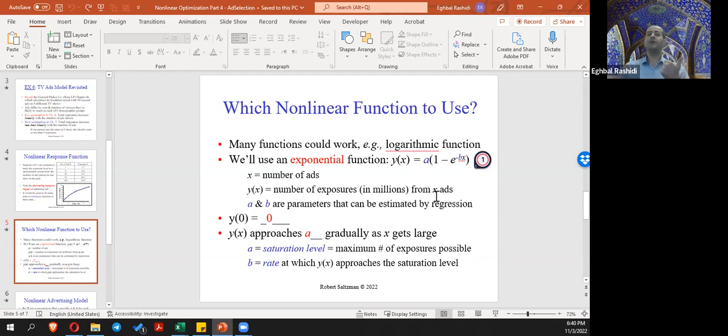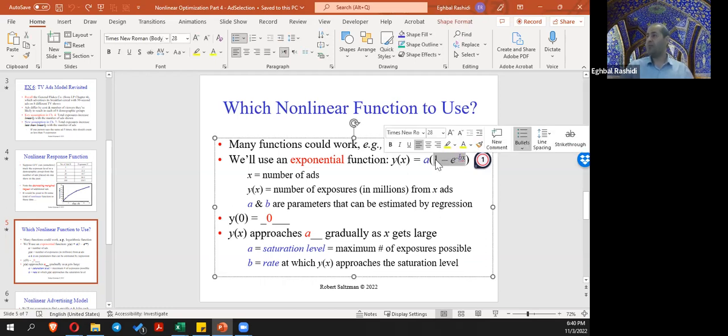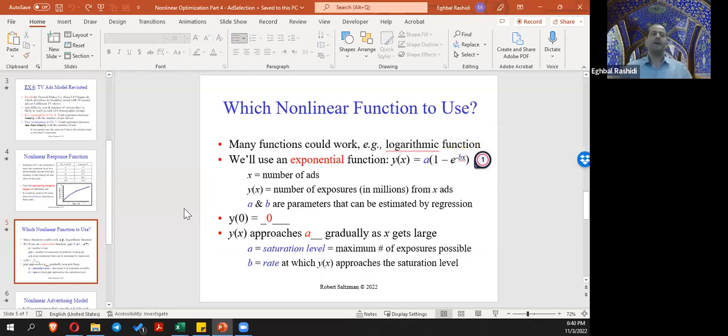So for example, here we try a couple of values. If you have zero ads, so x is zero, e to the power of zero is one. 1 minus 1 is 0. 0 multiplied by any value is 0. So that means that when you have no ads, the exposure is 0. Okay? So that makes sense. That's the least possible exposure that you can have. You can have 0, you cannot have negative.